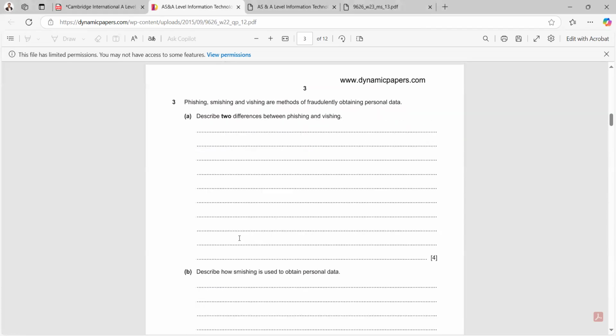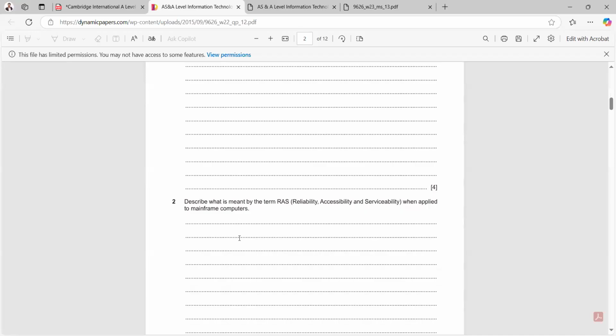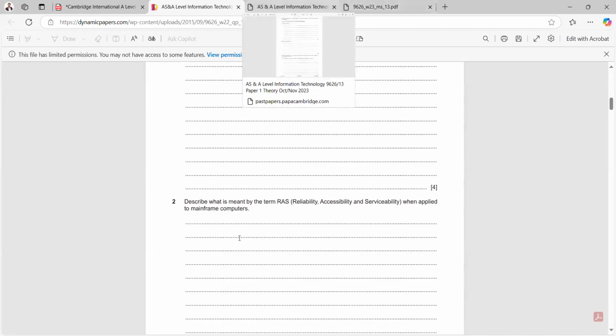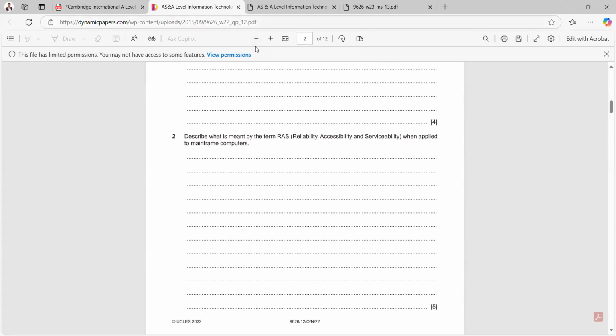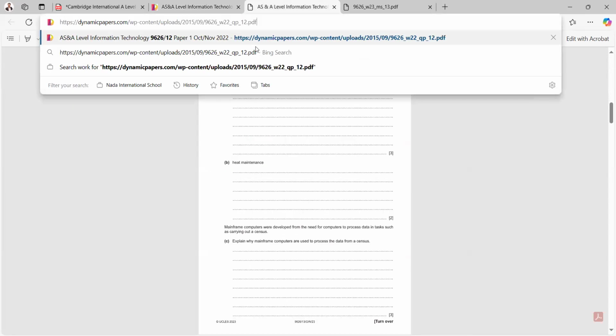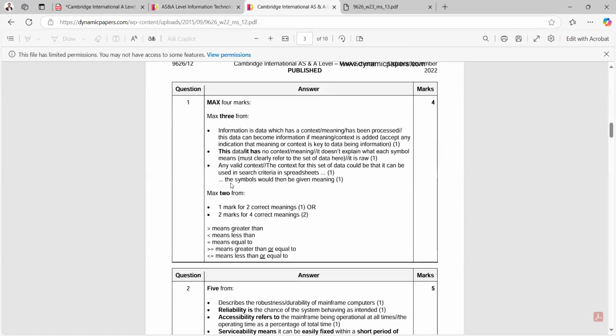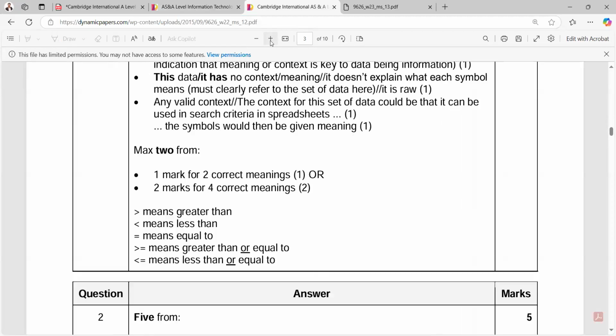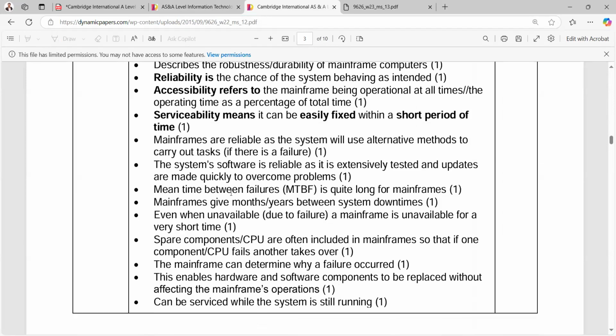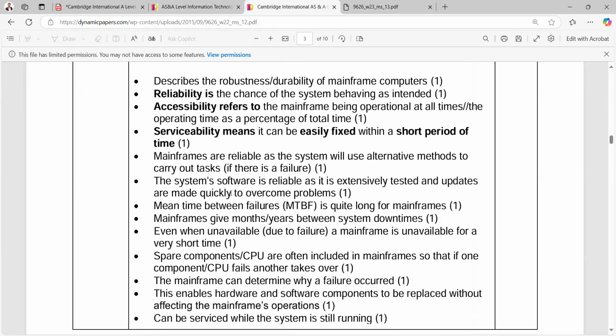So for question number 2, what is meant by RAS means reliability, accessibility and serviceability. ये हमें define करना है for 5 marks. So for 5 marks, you are going to deliver that robustness means the durability of the mainframe computer. Reliability is the chance of the computer behaving as intended, as you can rely on. Accessibility refers to the mainframe computer being operational at all times. Serviceability is that it can easily be fixed within a short period of time.